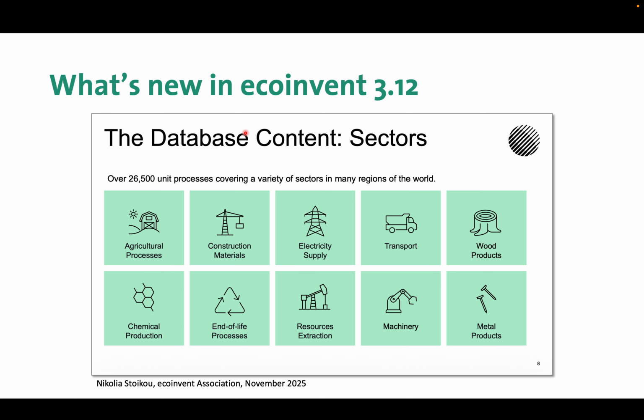Okay, so here, as I said before, is a slide directly taken from the ecoinvent webinar to show you that at the moment ecoinvent 3.12 has about 26,500 unit processes. Compared to version 3.11, this is roughly 1,200, 1,300 processes more. But on top of that, of course, also other processes were not added but updated. And ecoinvent is one of the few databases that covers in principle all sectors.